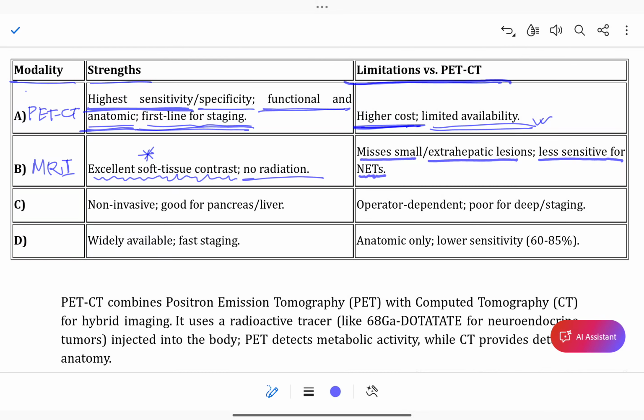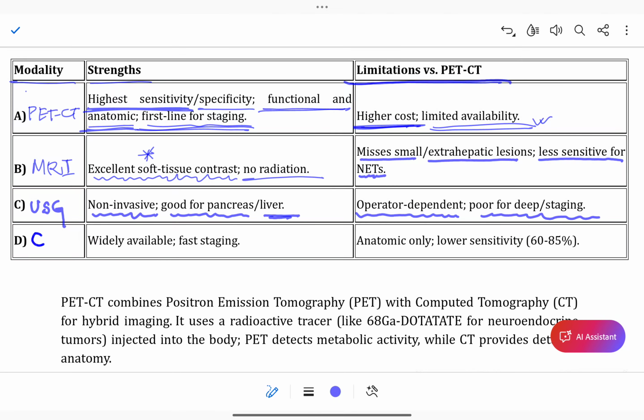Come to the next, C. Which is non-invasive and good for pancreas and liver? That is USG. USG is non-invasive and good for pancreas and liver. The limitation is that it is operator dependent. If the operator is very good, he will perform very well. If not, then the result may vary. So USG is not good for staging.